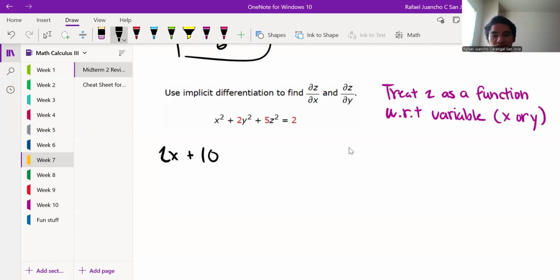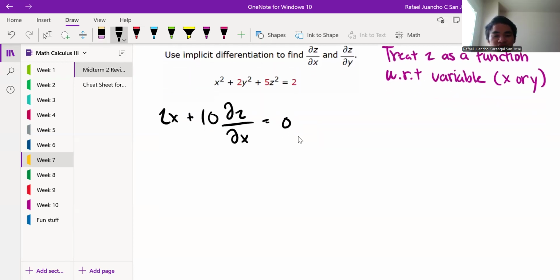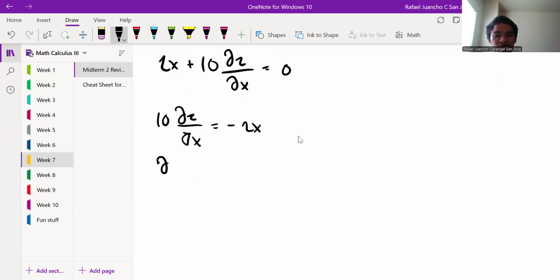And then we have our z, right? Then we take its partial here, right? This is equal to 0. And then from there, I just switch it up, so I get this thing. This is negative 2x. I divide both sides by 10, so I get negative 2 over 10, negative 1 over 5, x.